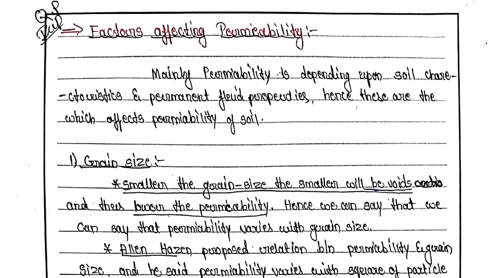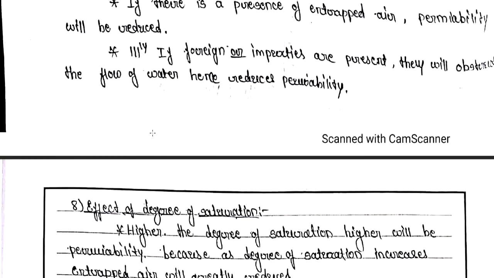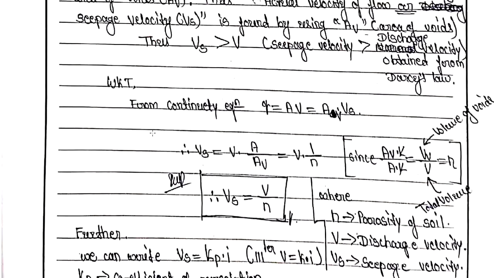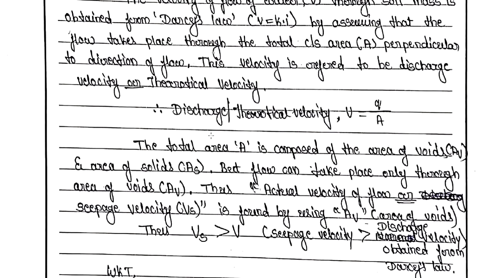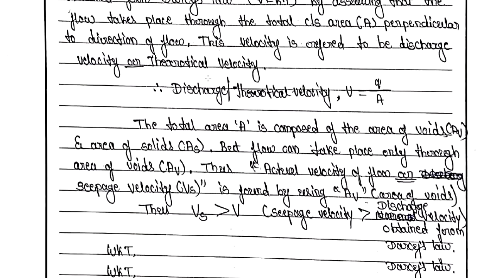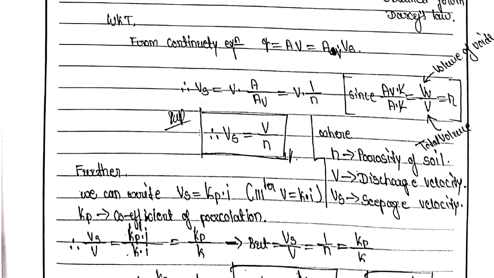So in the previous session we have studied the factors affecting permeability. After that we have studied the discharge velocity and seepage velocity. Discharge velocity is denoted by V, it is also called theoretical velocity. Seepage velocity is denoted by Vs, it is also called actual velocity. So you can see over here.